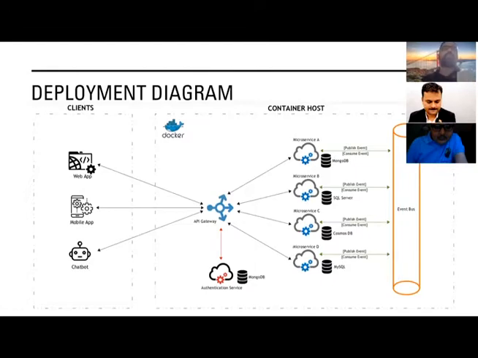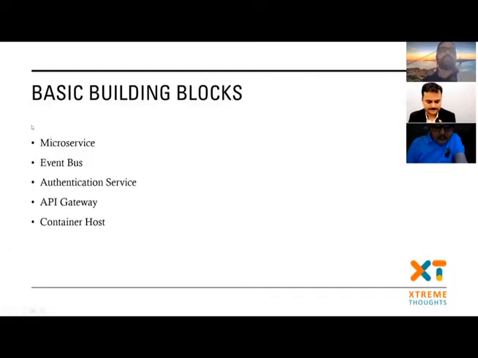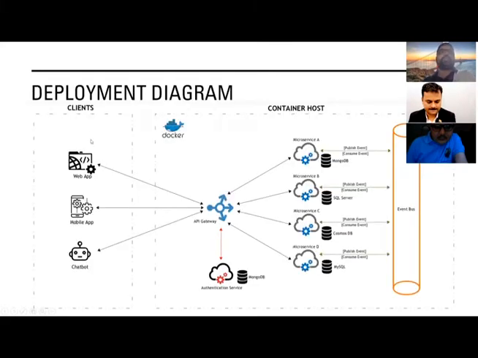Okay, so let's take a look at this deployment diagram, which will give us an idea about the various components. All these components which we saw here will come into the picture. You see on this side we have web app, mobile app, chatbot. All these are our clients. They make a call. It comes to the API gateway. The API gateway identifies, okay, this call is for microservice A. It calls microservice A. It performs some operation and stores it in its own database.